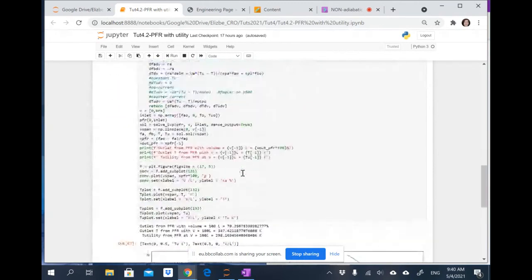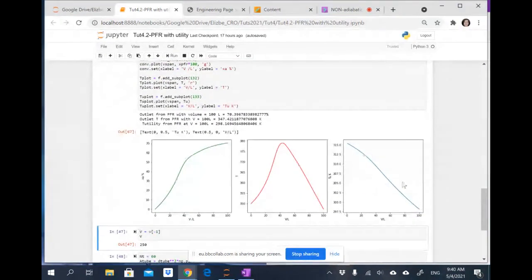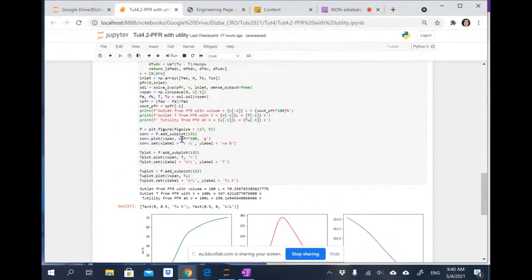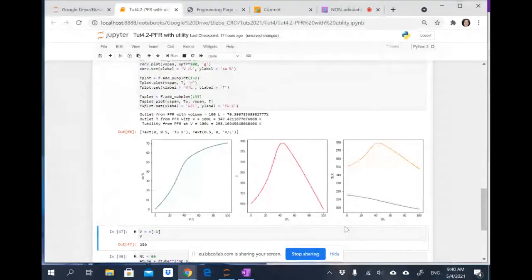Right, so I want to do something else here. On this plot of the utility, I want to include the temperature of the fluid. So let's just have them on the same axis set. So we've got this, and I've got the temperature. Yeah, so that's now the orange one.